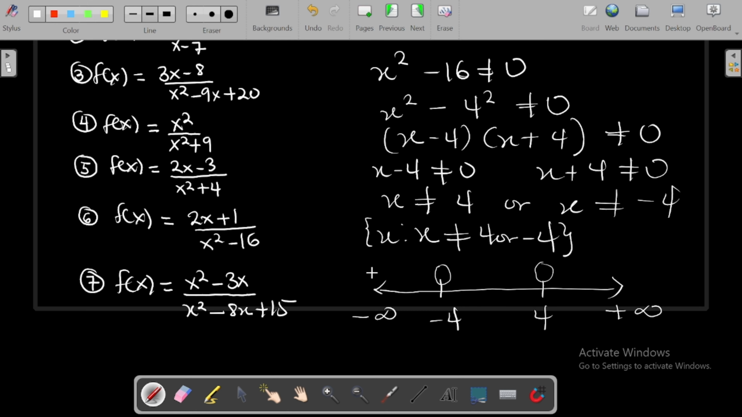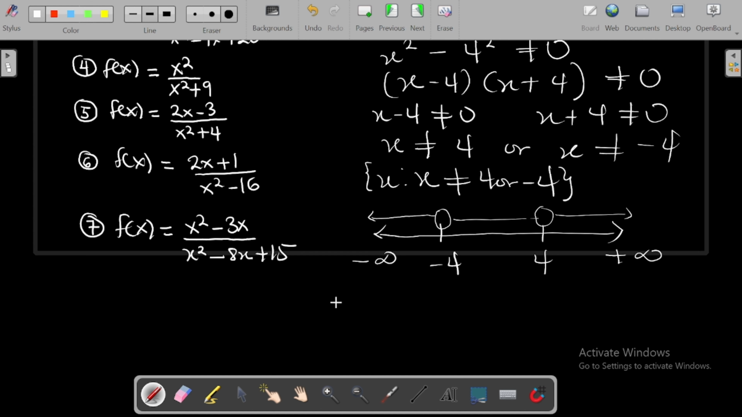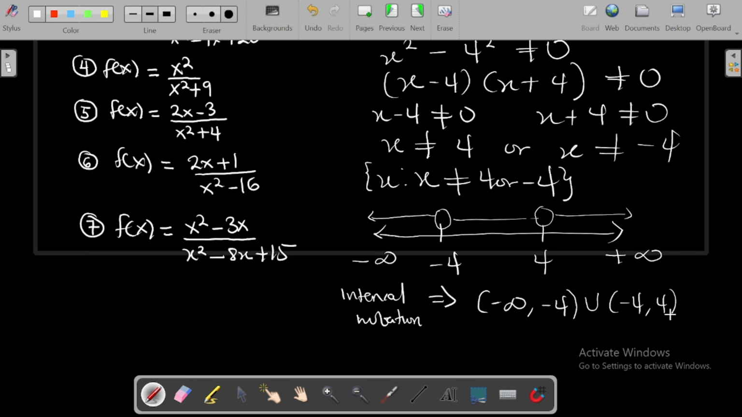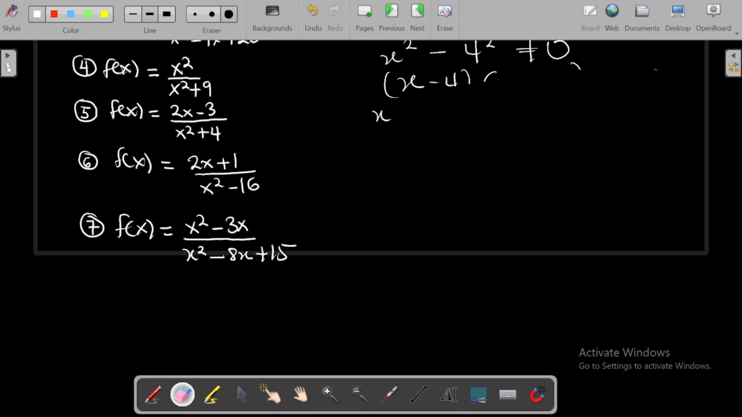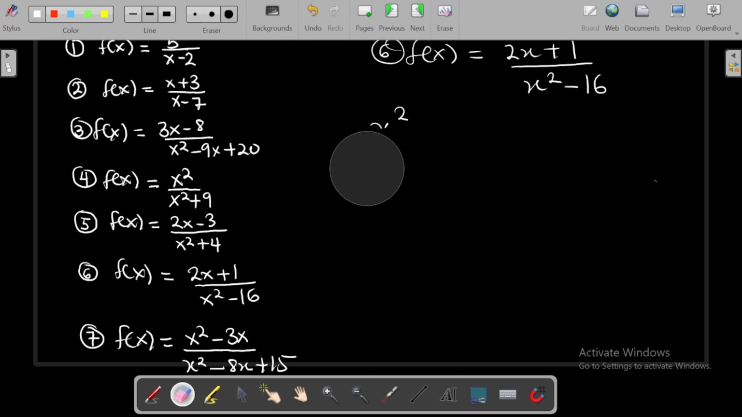Once they are not equal to, it means that you can have values ranging from all the side between negative 4 and 4, and then from above 4. So from here your interval notation will simply become negative infinity to negative 4, union negative 4 to 4, union 4 towards positive infinity. Okay, so I believe this is simple and understandable. Let's proceed to our next question.